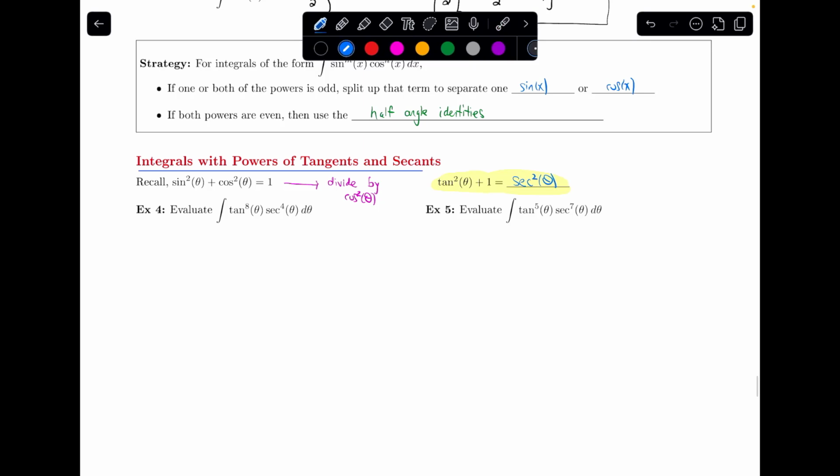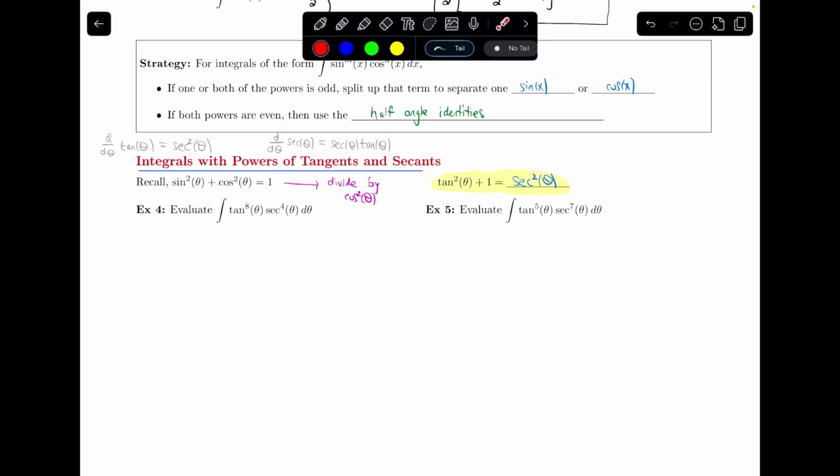And for u subs, we need to recall some of the basic derivatives. So what is the derivative of tangent? Well, that is just secant squared theta. And then what is the derivative of secant? The derivative of secant theta is secant theta times tangent theta.